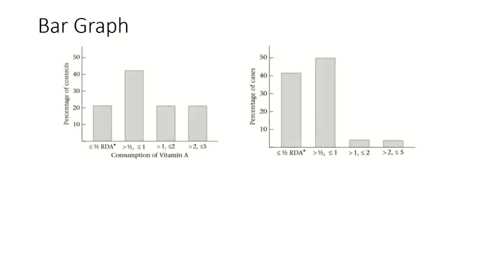These two bar graphs show the vitamin A consumption of two groups of people, those without any forms of cancer in their bodies and those with cancer. The x-axis shows the quantities of vitamin A taken daily in terms of recommended daily allowance, or RDA.